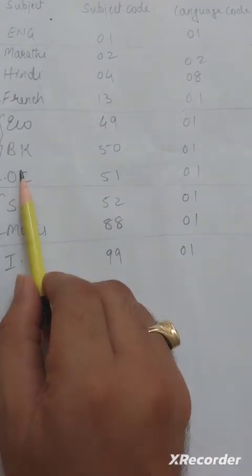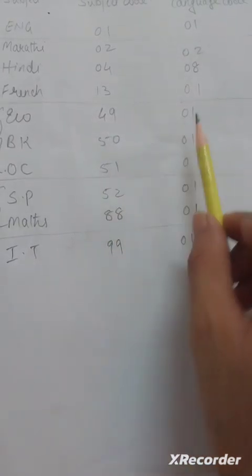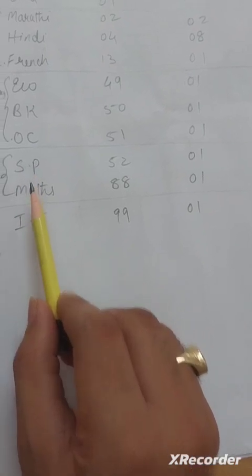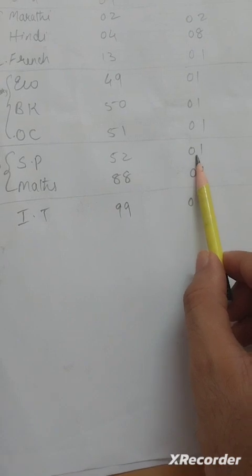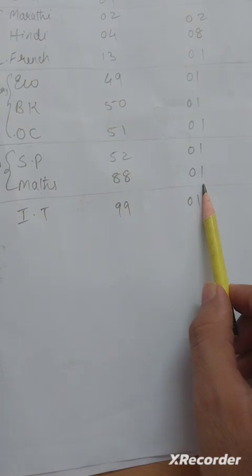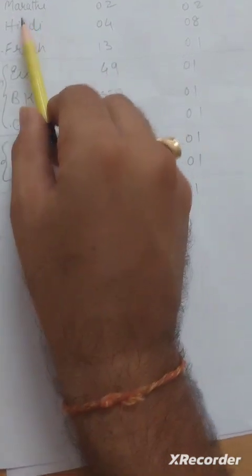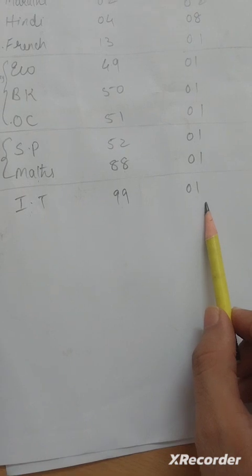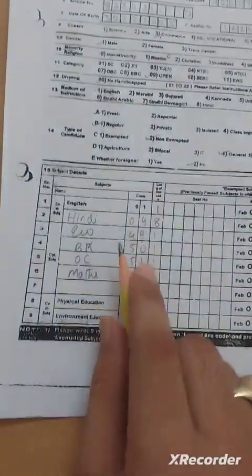Then the next compulsory subjects are Eco, BK and OC, as I already explained in the video. 49, 50 and 51 are the subject codes and the language code is 1. For the sixth subject, you can select either SP or Maths. If you are selecting SP, the subject code is 52, the language of answer is 1. And if you are selecting Maths, the subject code is 88, the language of answer is 1. Once you select this, if you are an IT student, then you won't have any language out here. You need to select IT, the subject code is 99 and the language code is 1. So accordingly, you need to fill the 6 subjects over here.